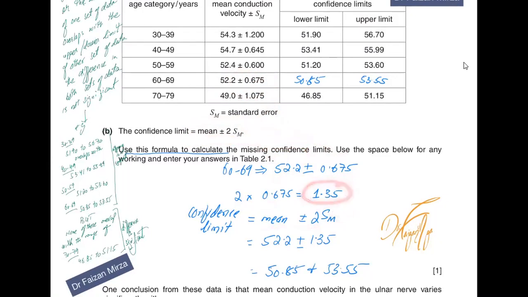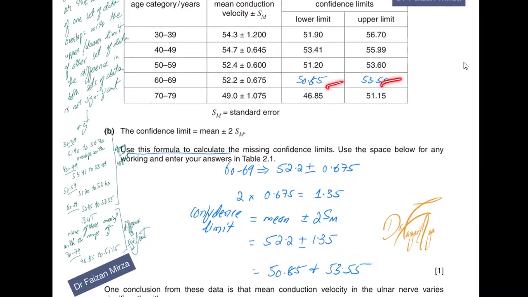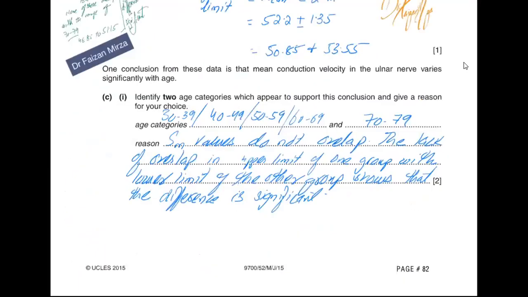So what I'll do, I'll add 1.35 to 52.2, and I'll subtract this as well. So I'll get a lower limit and an upper limit. I'll write them appropriately at their places. I'll use two decimal places because all the values provided to me are in two decimal places. So my answer comes just perfectly.